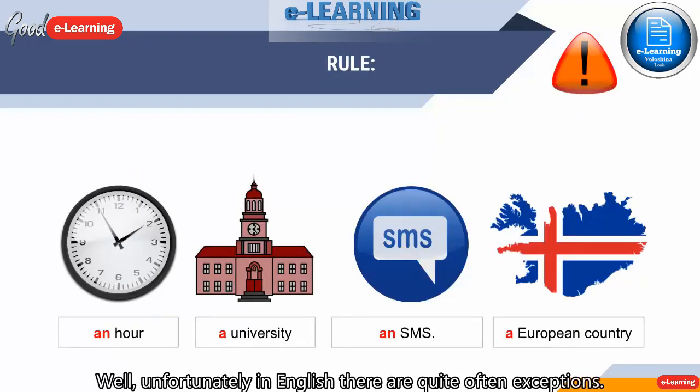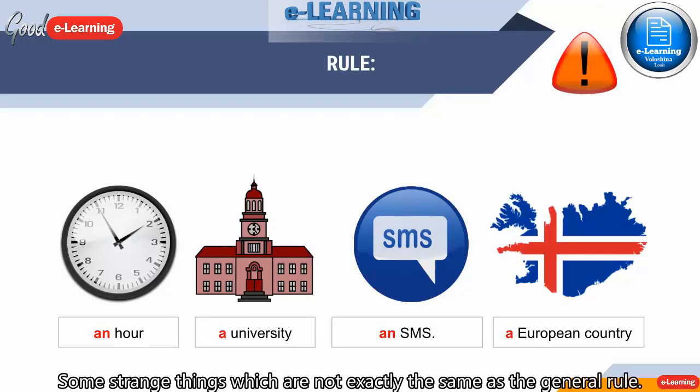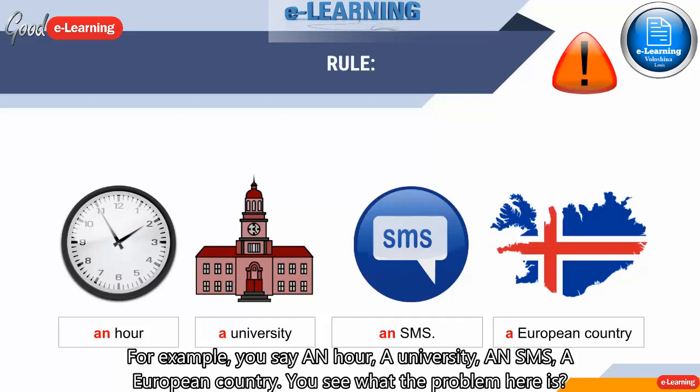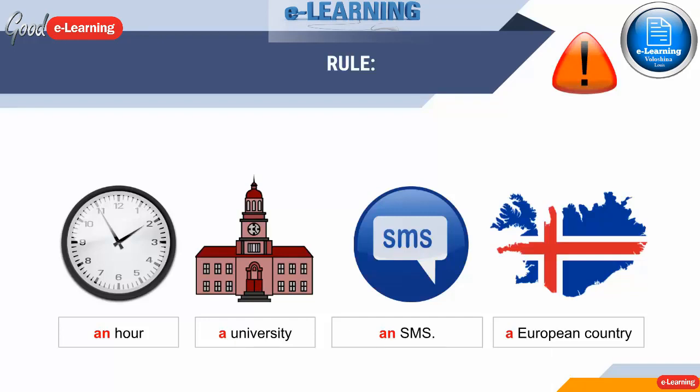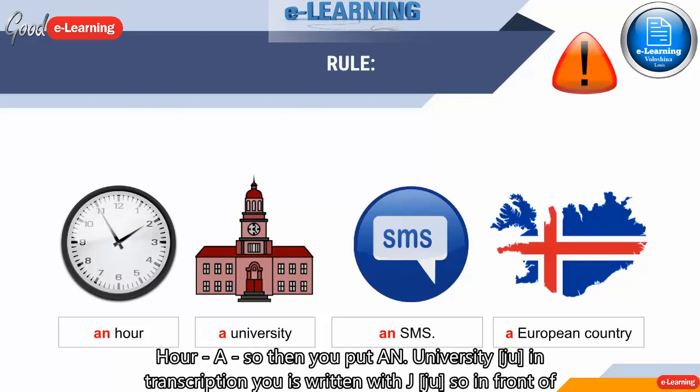Well, unfortunately, in English there are quite often exceptions, some strange things which are not exactly the same as the general rule. For example, you say an hour, a university, an SMS, a European country. You see what the problem is here? For example, hour starts with H. H is not a vowel, not at all. But pay attention to the pronunciation. An hour. The first sound that you hear is a vowel. And this is what matters. This is what's important. Hour, so then you put an.